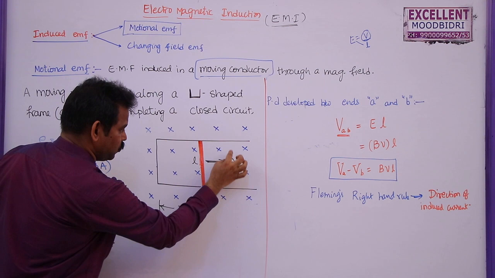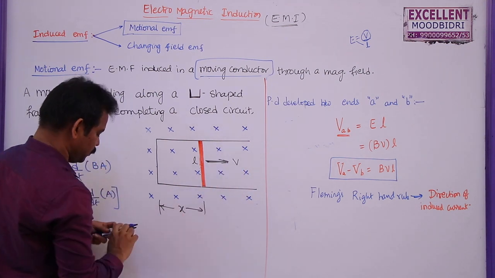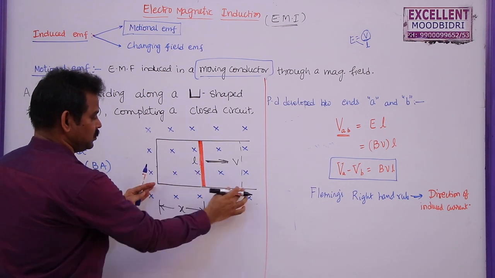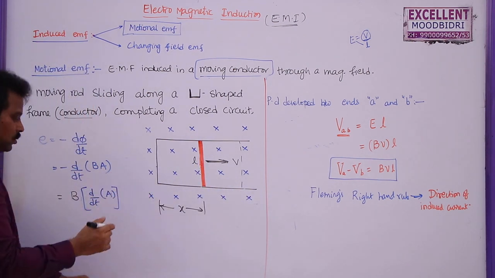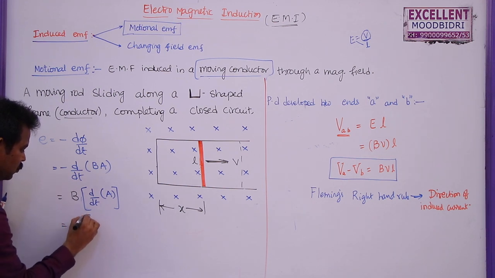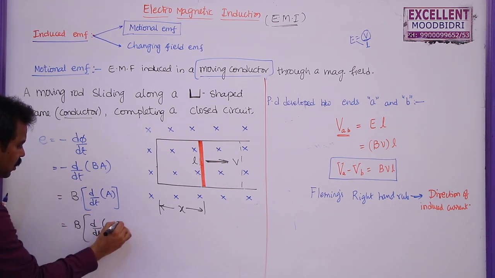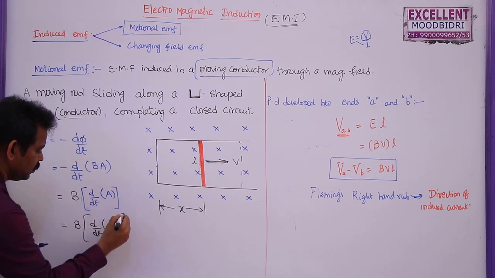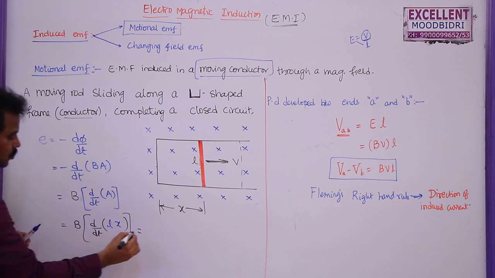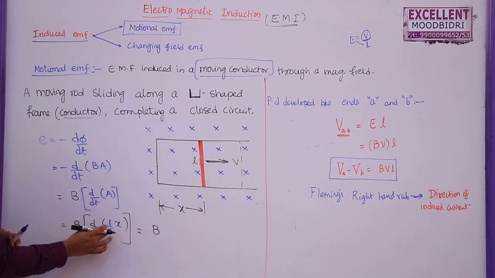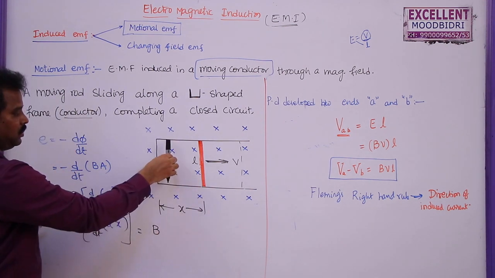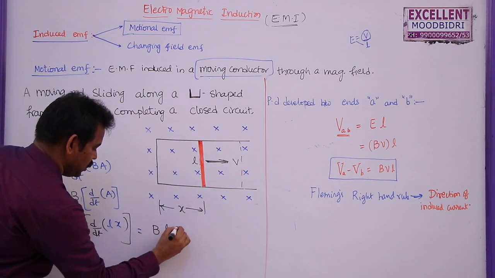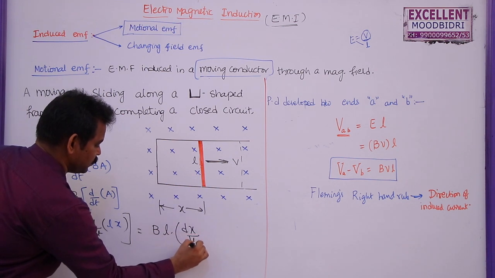If the rod moves up to here, L remains as it is, but X will change. So here the variable is X. So we can write B into d by dt of area, which is L into X. In this, B is a constant, already I brought it outside. L is the length of the conductor, whether it is here or here, the length remains constant L. The remaining term is dx by dt.